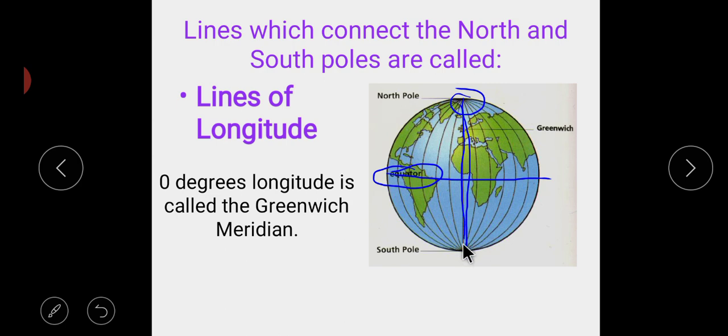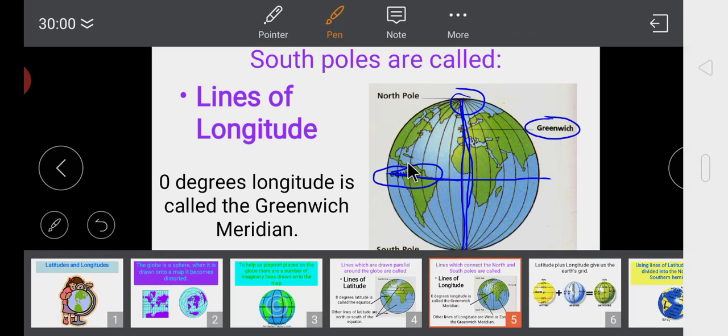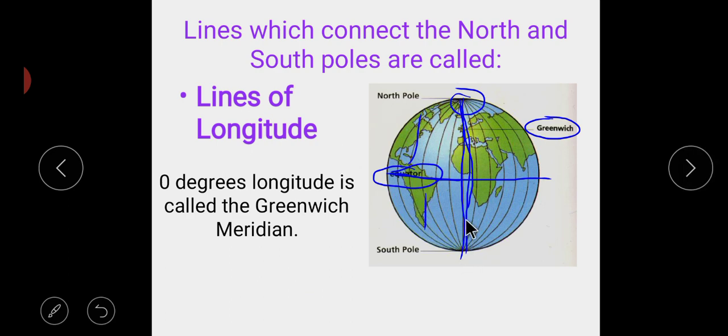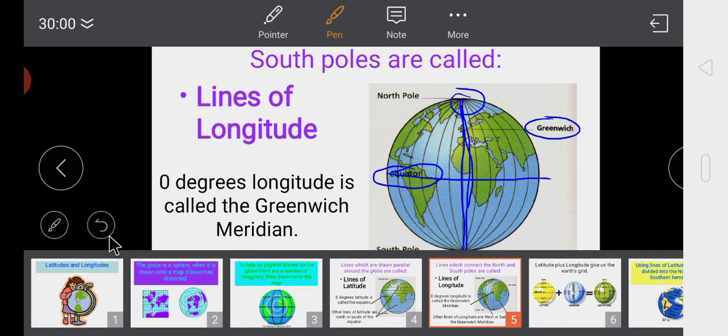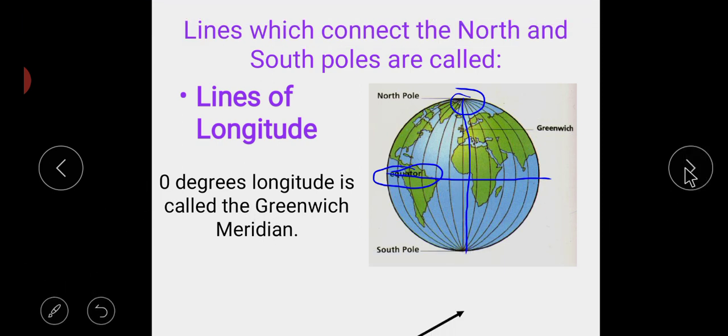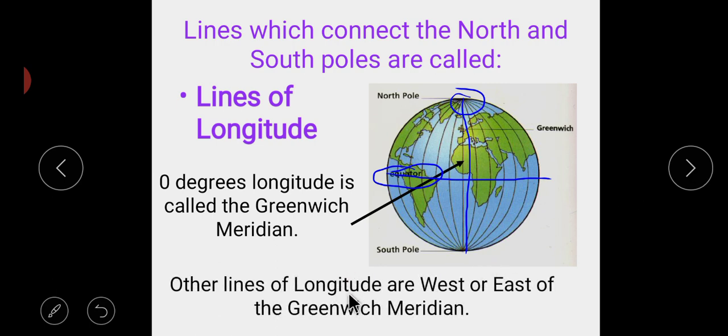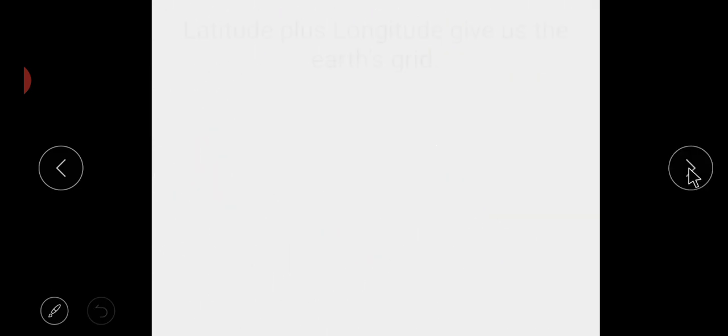This prime meridian is also called the Greenwich meridian because this is the name of the place from where it passes. Now see, there is one prime meridian, one equator. The equator divides the earth into two parts. This is north, this is south. The prime meridian divides the earth into two parts. This is the east side and this is the west side. Understand, children? Is it interesting or not? Yes? Okay. Now see, this is the prime meridian. And see, other lines of longitude are west or east of the Greenwich meridian. This is the east side of Greenwich and this is the west side of Greenwich. See, it is a very interesting presentation, and I hope that you enjoy it.